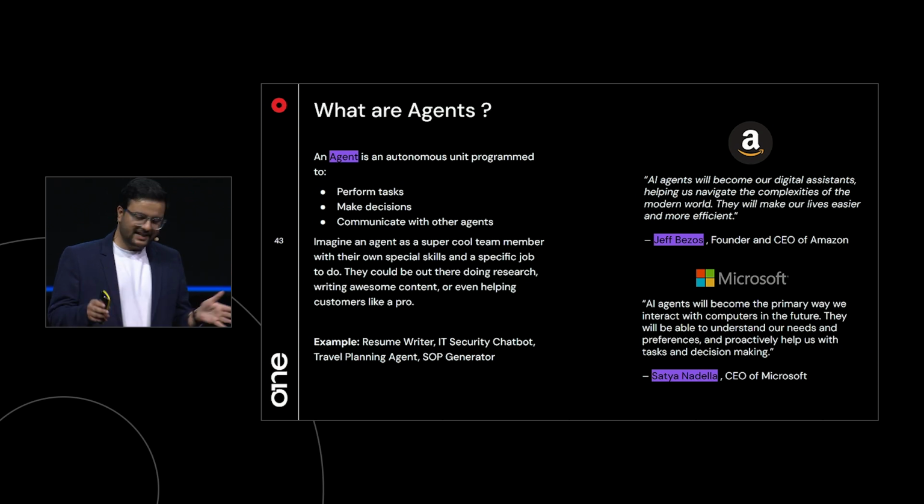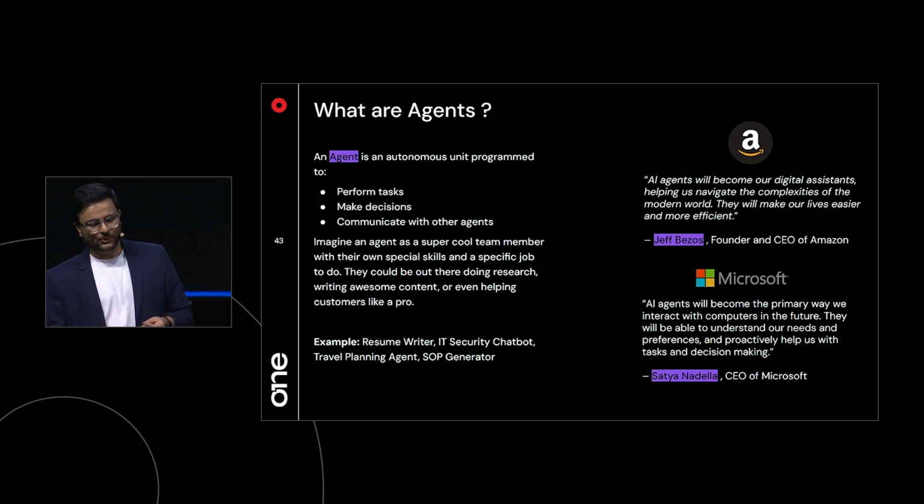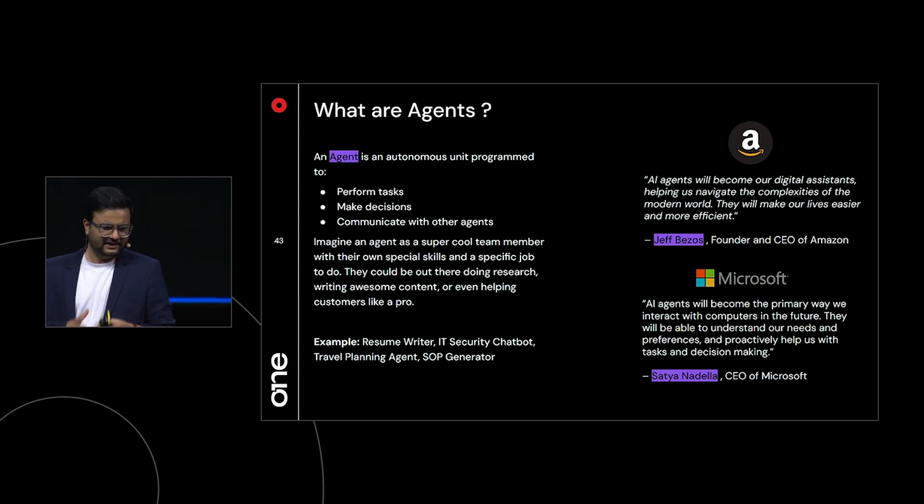But very high level, an agent, by definition, is an autonomous unit programmed to do a particular task, make decisions, or communicate with other agents itself. That's what it is.